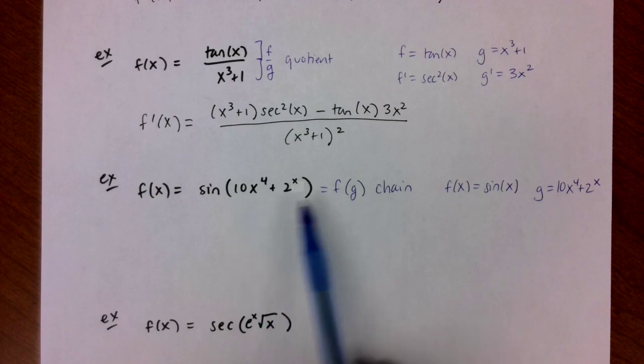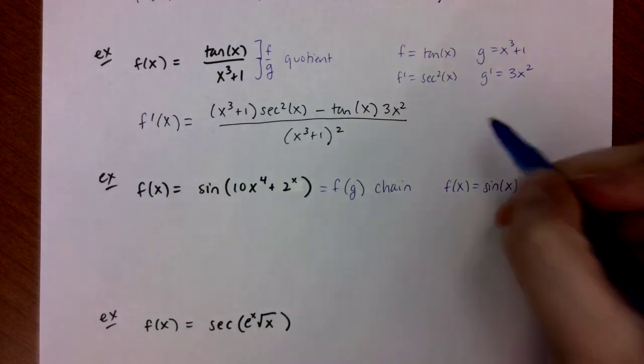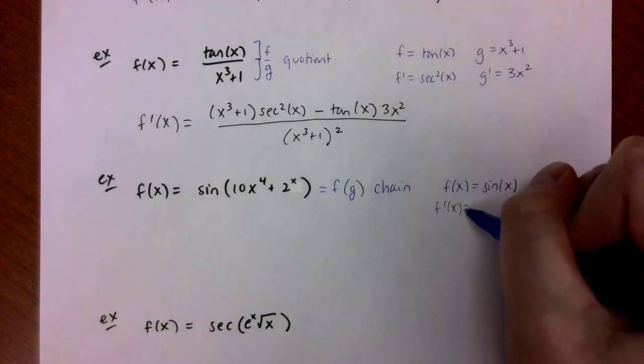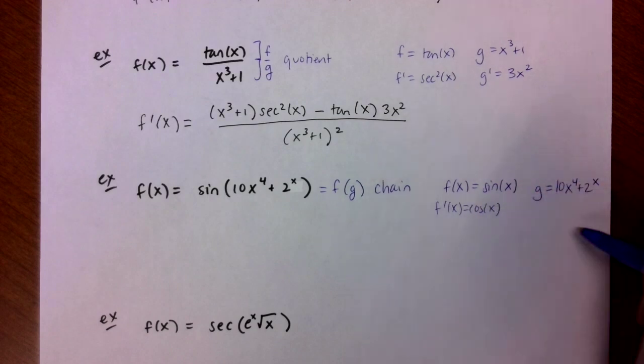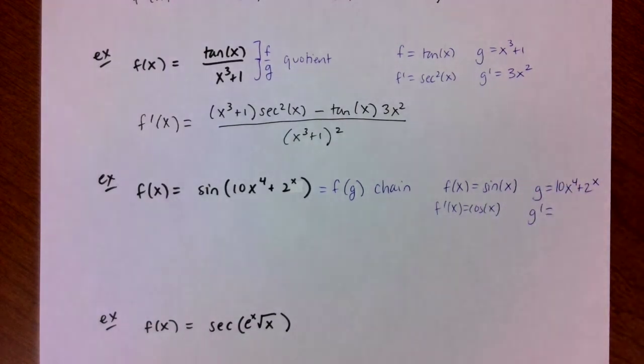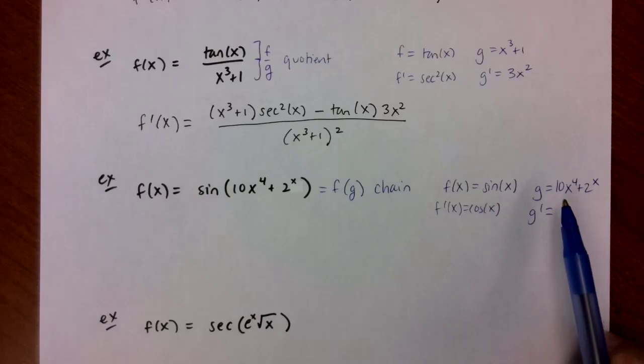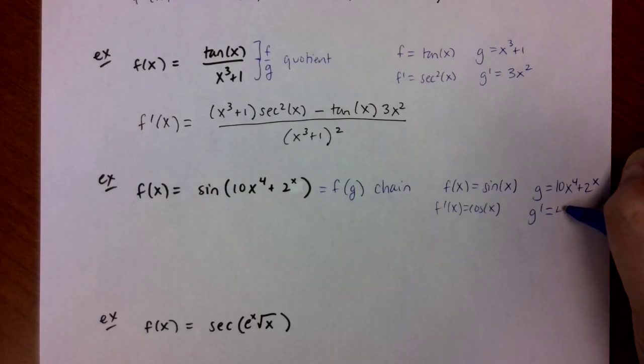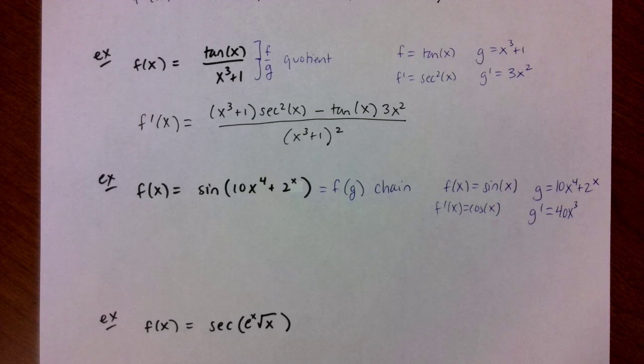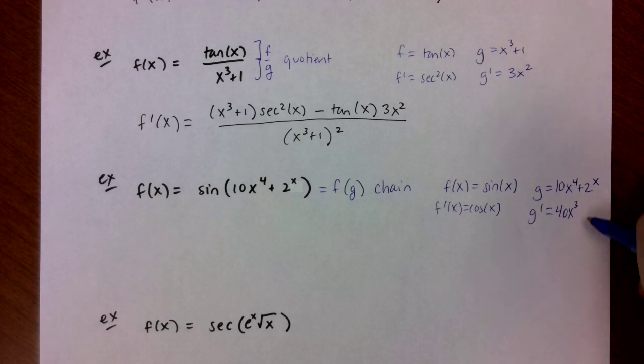Okay, so once we decide to use the chain rule, we're kind of off to the races here. We have a derivative rule for sine, that's going to be cosine. The derivative of 10x to the 4, we're doing 10 times 4x cubed, so that's 40x cubed. And of course, the derivative rule for 2 to the x is 2 to the x ln of 2.